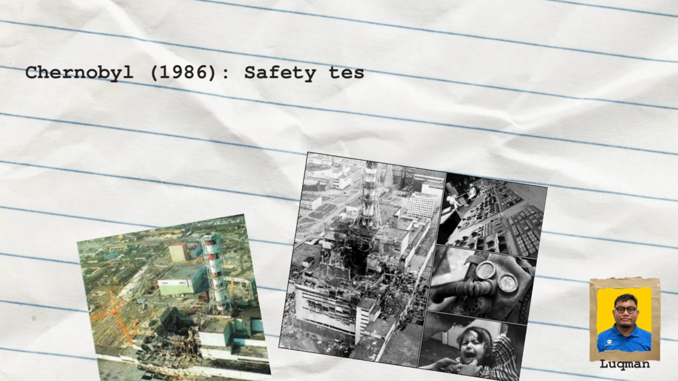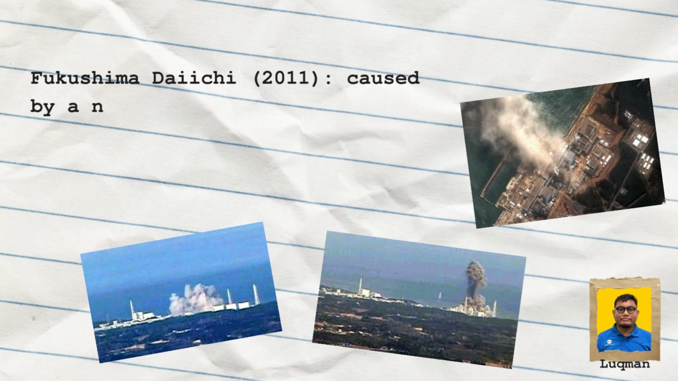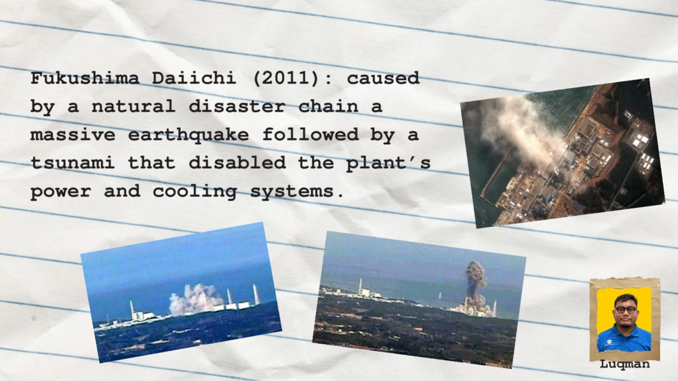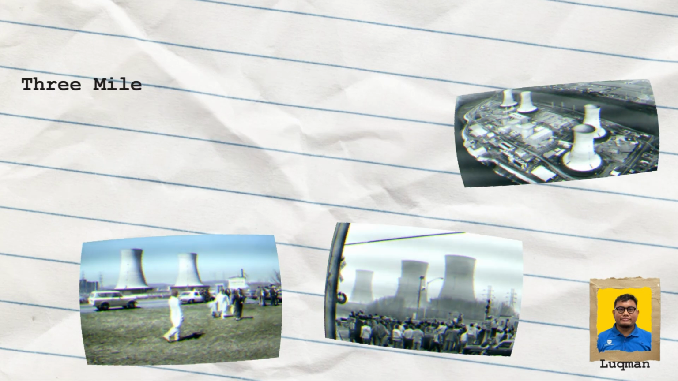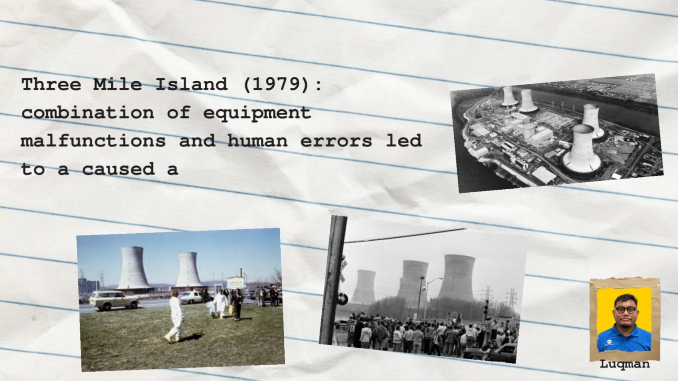Chernobyl. A safety test went wrong, combined with flaws in the reactor design. This caused a massive explosion. Fukushima Daiichi was caused by a natural disaster, a massive earthquake followed by a tsunami that disabled the plant's power and cooling systems. Lastly, at Three Mile Island, a combination of equipment malfunction and human error led to a partial meltdown of the reactor core.